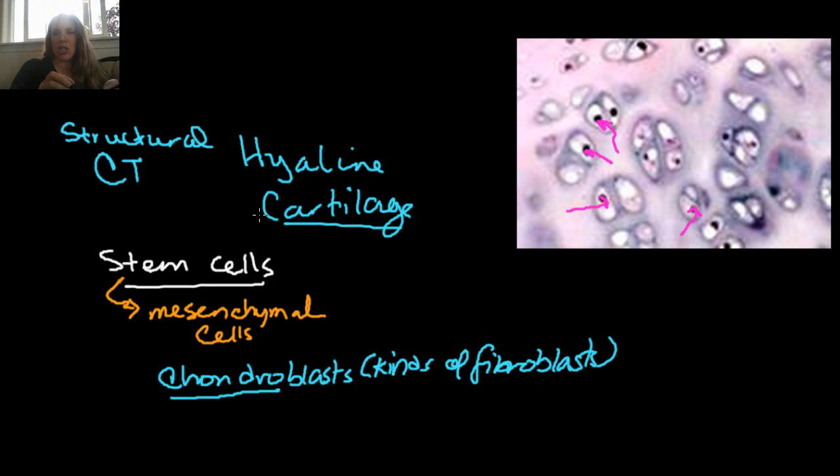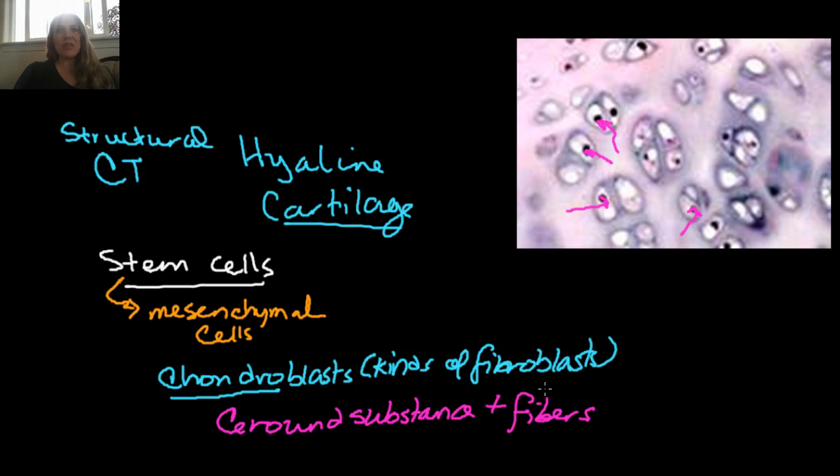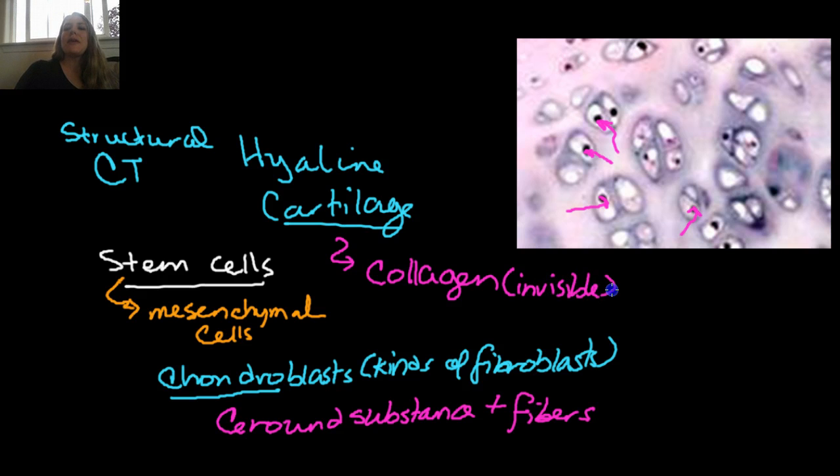But then they do their magic, and all of a sudden they're going to start producing ground substance. You remember ground substance? Of course you do. Ground substance plus fibers. You'll remember that ground substance consists of solutes, minerals, salts, things like that. And the fibers, what kind of fiber are we generally talking about when we're talking about hyaline cartilage? You'll remember we're mainly talking about collagen fibers. But these collagen fibers are kind of invisible under a light microscope. And that means that the hyaline cartilage has this glassy look to it.